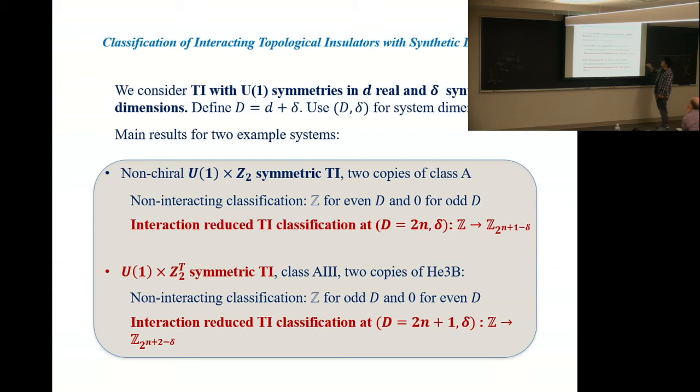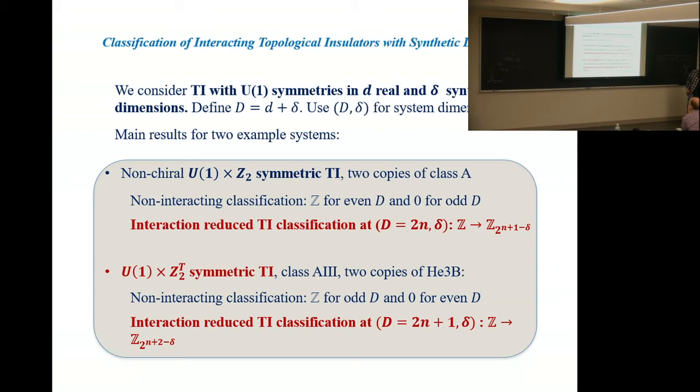Then our result is that the classification is reduced from Z to some complicated form like this. But it involves delta, which means that the number of the synthetic dimensions will enter the classification eventually. Okay, so how does it happen?